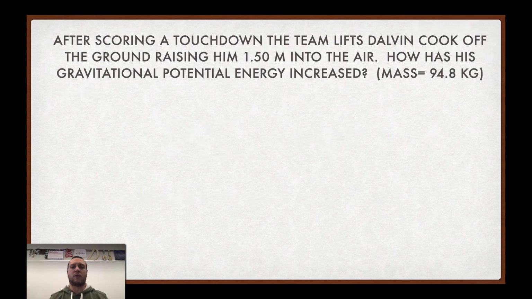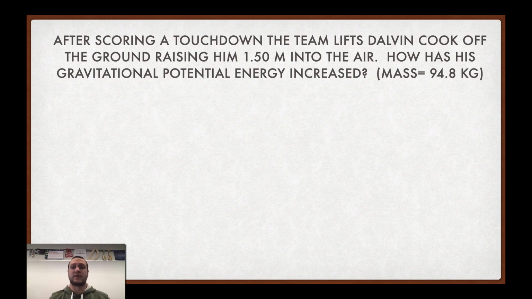Now, looking at our example problem here, after scoring a touchdown, the team is going to lift Dalvin Cook off the ground 1.5 meters into the air. How has his gravitational potential energy increased? Again, his mass is 94.8 kilograms. So pause the video, answer the question, and then come back to see the solution.